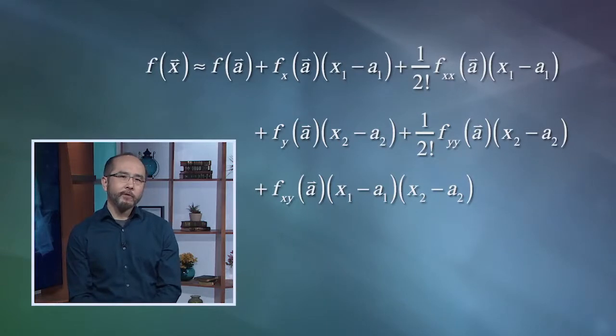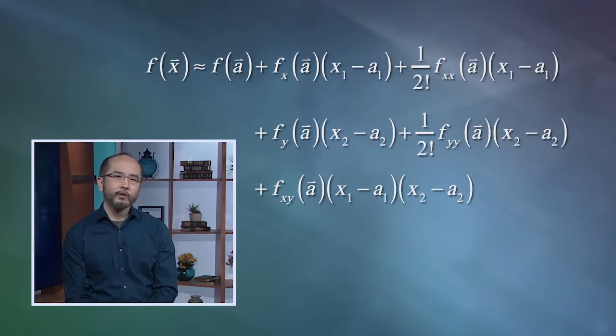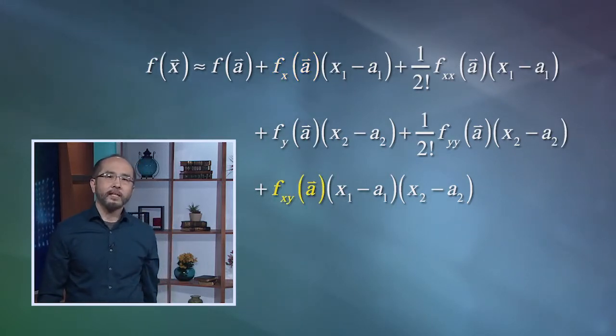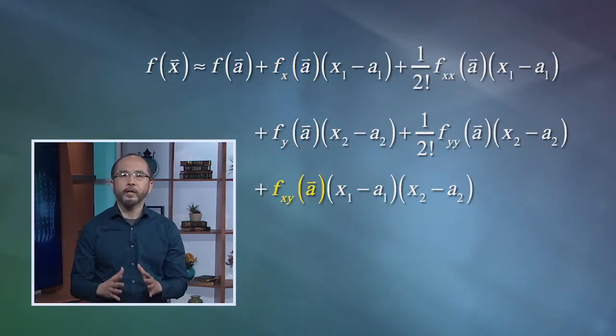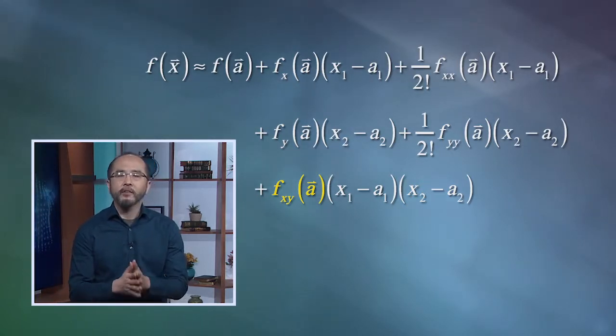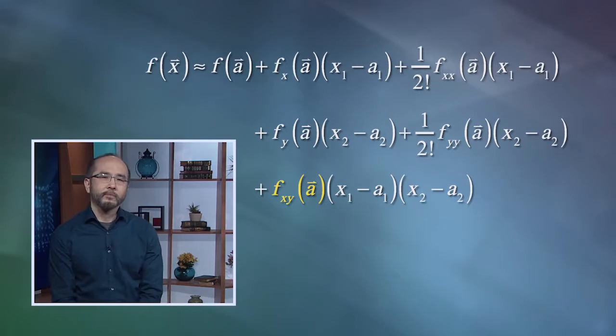Here's the formula for the Taylor polynomial of degree 2 that you often learn in a multivariable calculus class if you haven't learned linear algebra yet. The notation f sub x at a stands for the partial derivative of f with respect to x evaluated at a. Similarly, f sub xy at a is a second partial derivative, which you get by taking the derivative of f with respect to x and then again with respect to y.